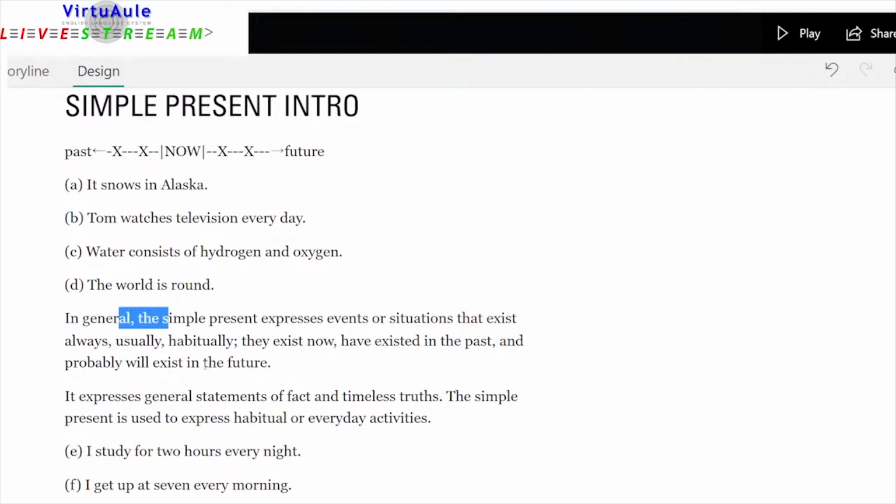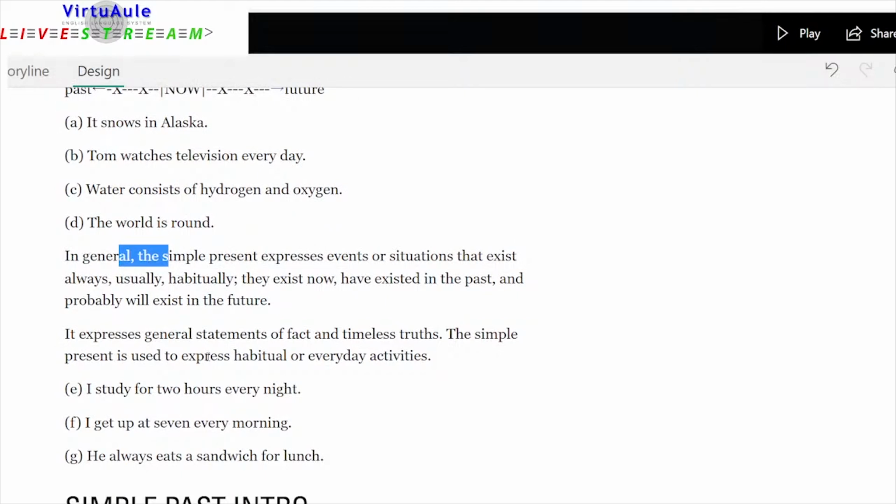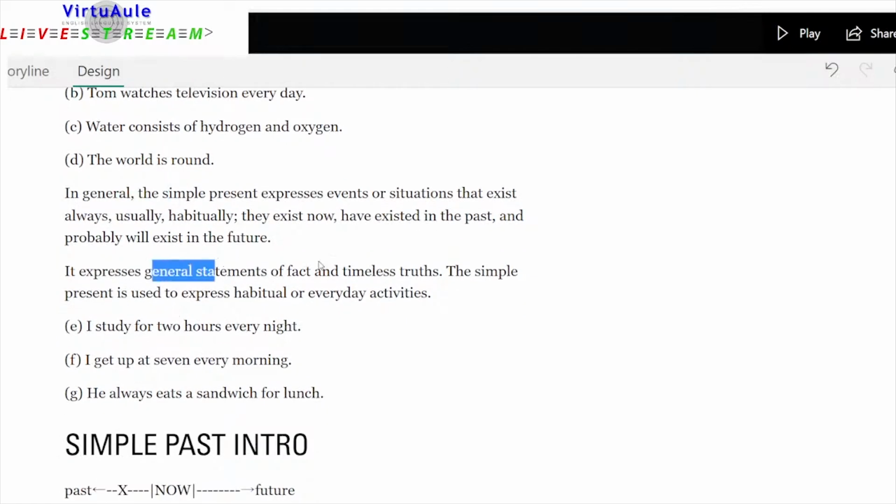In general, the simple present expresses events or situations that exist always, usually, habitually. They exist now, have existed in the past, and probably will exist in the future. It expresses general statements of fact and timeless truths. The simple present is used to express habitual or everyday activities.